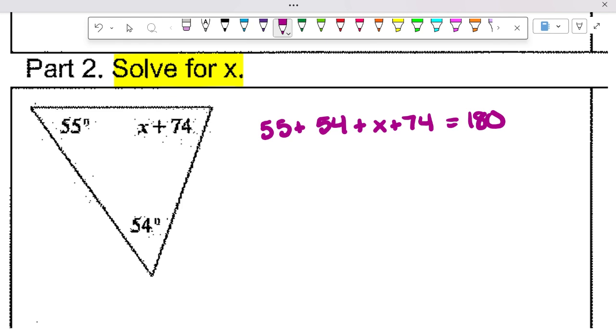So now that I got an equation, what do I do next? We need to combine like terms. So I need to add up the 55, the 54, and the 74. So I'm going to bring the x down. What's 55 plus 54 plus 74? 182.